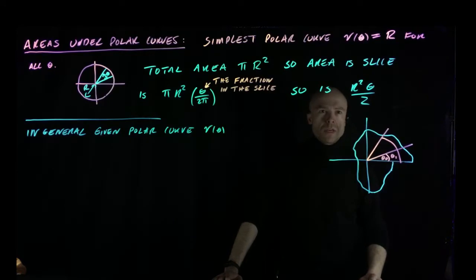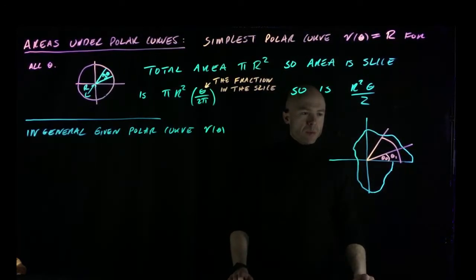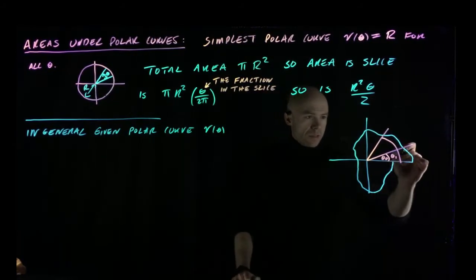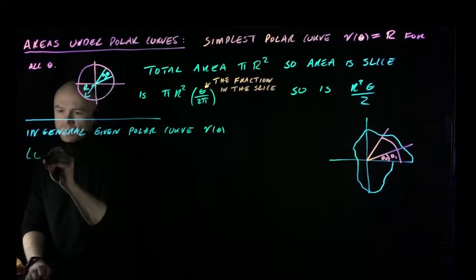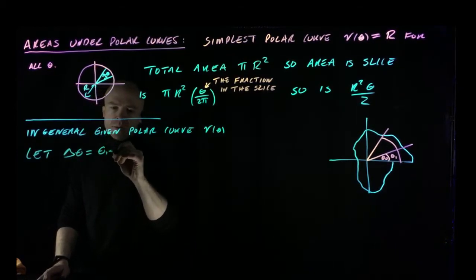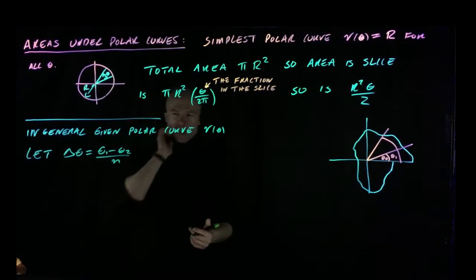If you see multivariable calculus, you'd see it over and over again. It's worth getting happy with how this goes. So let's do it. This is our range of angles. Let delta theta be theta 1 minus theta 0 over n. N is some large number we'll decide on later.